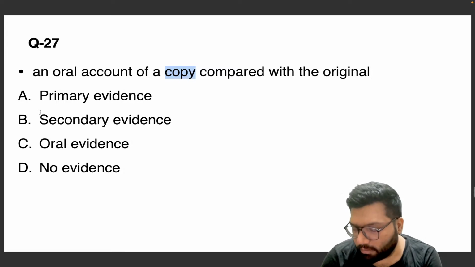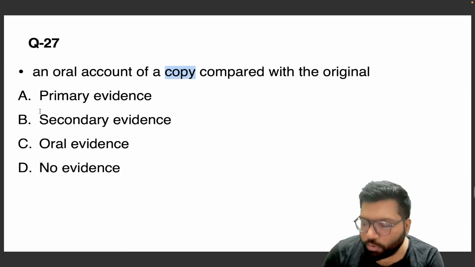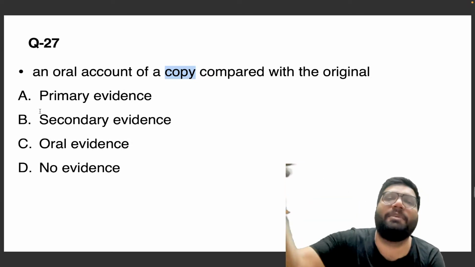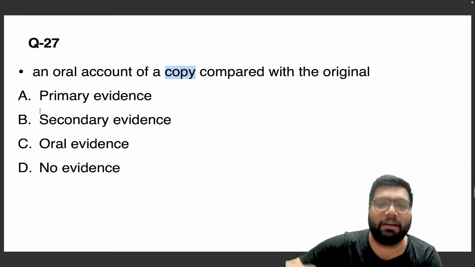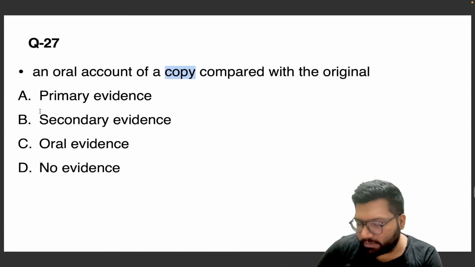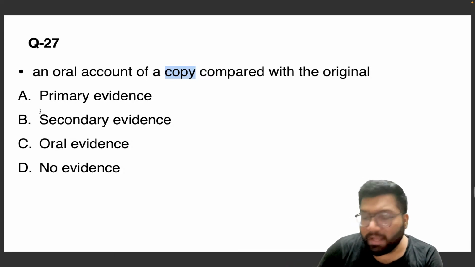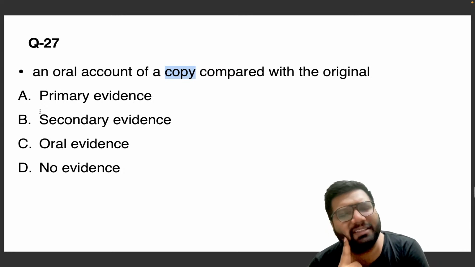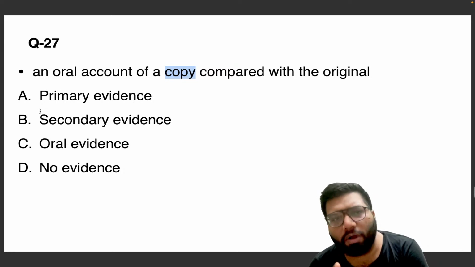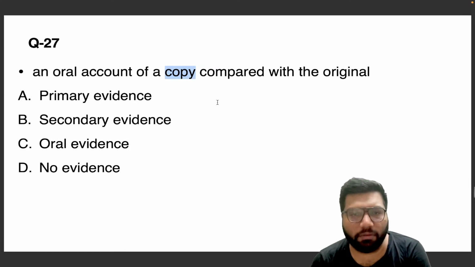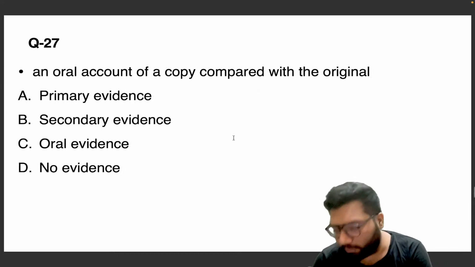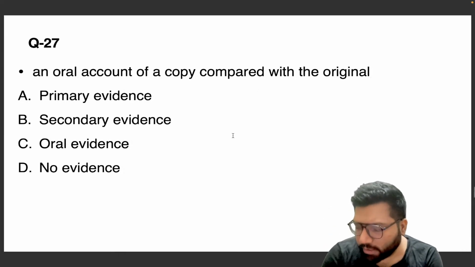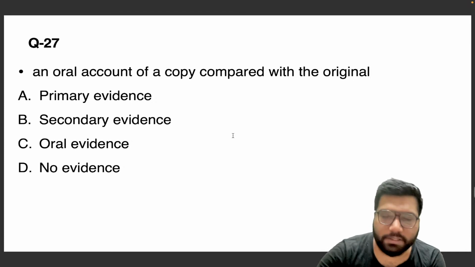Okay? Yes, now you got it, Ayush. It was secondary of secondary, and secondary of secondary is no evidence. If you are still not clear with it, this is the last illustration of secondary evidence, from where I have picked this question. Okay. Next.